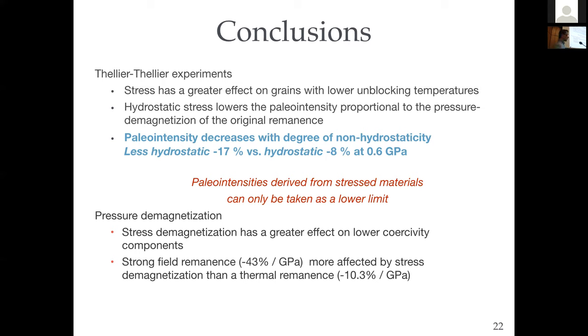All these experiments have been done at room temperature, but I wouldn't expect the pressure to actually act at room temperature. I've done experiments where I did AF demagnetization at elevated temperatures, and it removes much more of the moment than it does at room temperature. So I expect this to be much greater at elevated temperatures, which is something I'd like to do in future stages of this project.